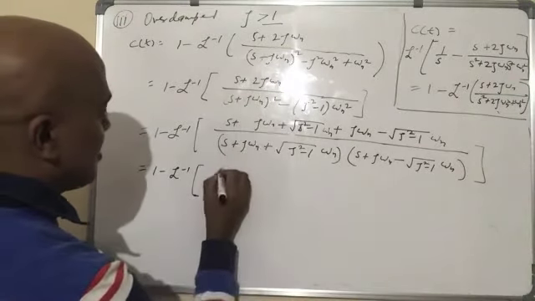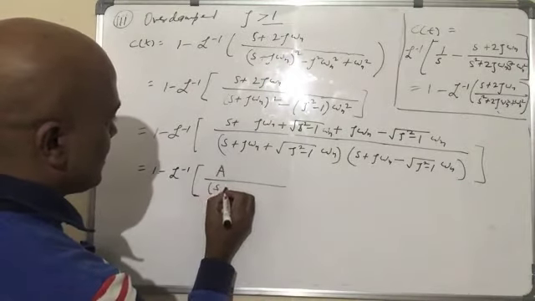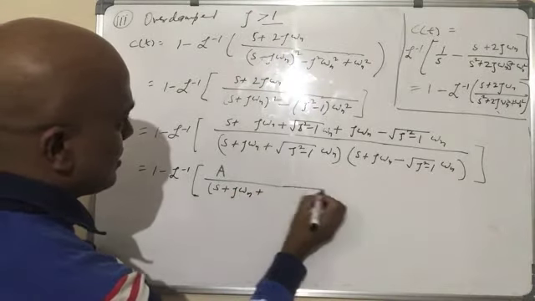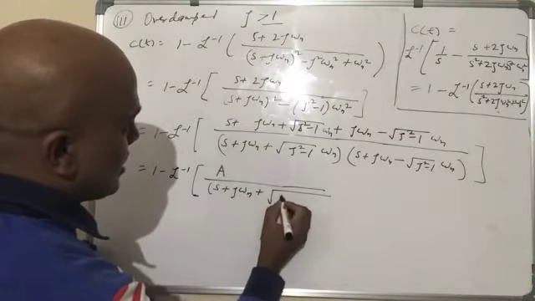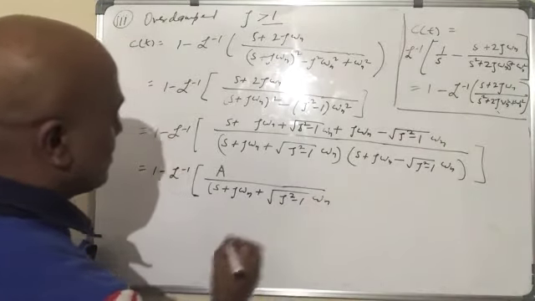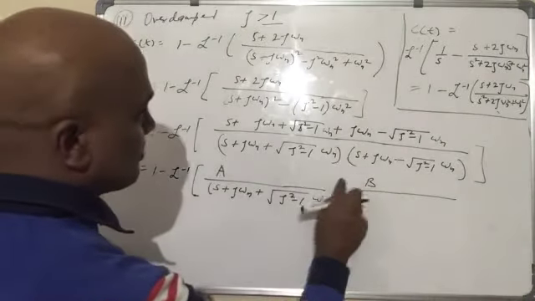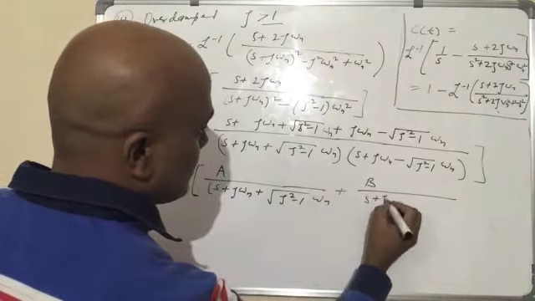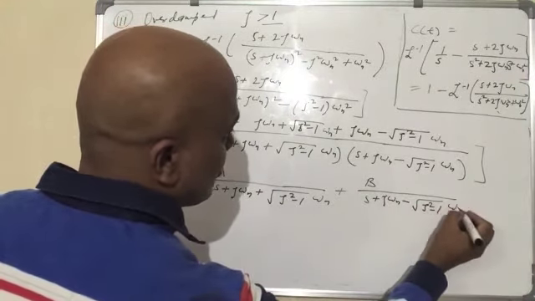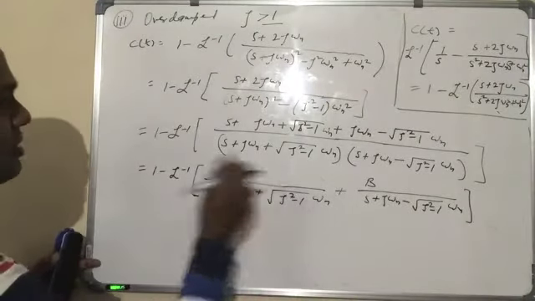just write the whole thing equal to A over this term. So we get S plus zeta omega n plus root zeta square minus 1 omega n, and plus we get here B over another term, S plus zeta omega n minus root zeta square minus 1 omega n. Okay, so now the next thing is to find out these values.